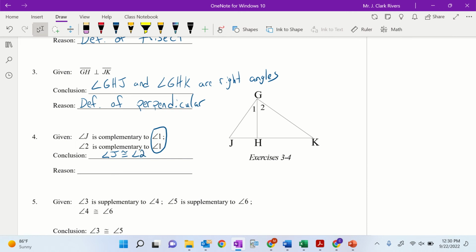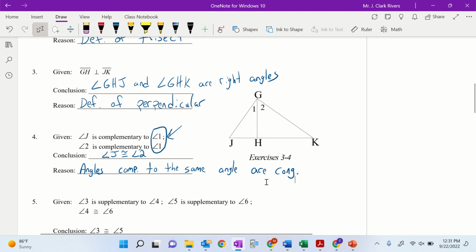And the reason is, all right, think about this, pause the video if you haven't done it already. Angles complementary. Now, is it going to be to congruent angles or to the same angle? These two angles, J and 2, are they complementary to congruent angles, or are they complementary to the same angle? They're both complementary to angle 1. So angles complementary to the same angle are congruent. Yes, you have to write that whole reason out. You can do some abbreviation like I did, complementary COMP, congruent CONG, that's fine, but I need to see all that there.